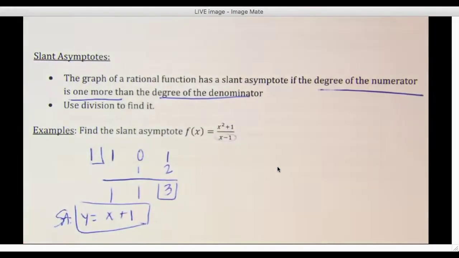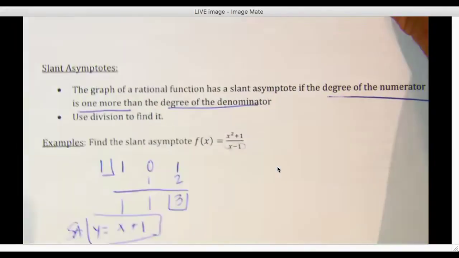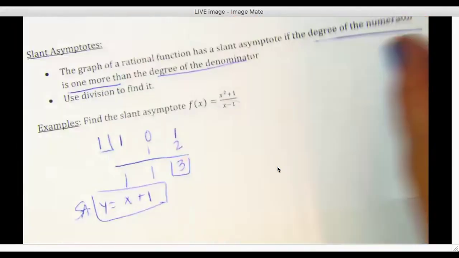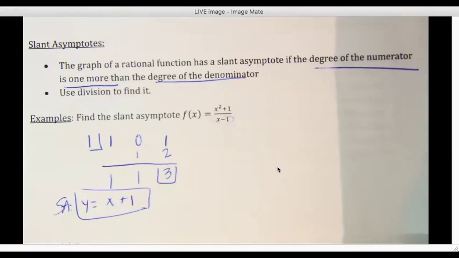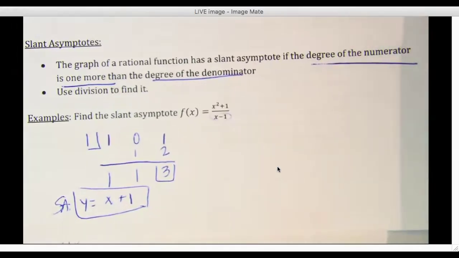It's very rare again that you will see a slant asymptote, but it is possible. So that's what that slant asymptote would be. And we're going to go ahead and end part 1 of our video here, and then we'll resume in the next video with part 2, where we will actually graph some rational functions.